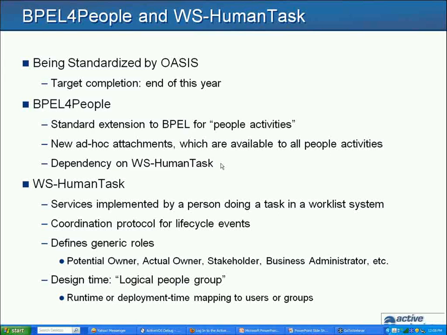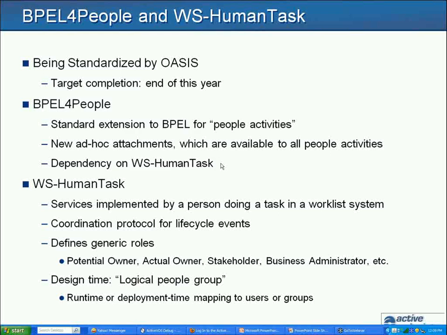Now, if you look at the two specs, you'll find that the vast majority of the work is actually in the standardization of the work lists, the WS-HumanTask standard, and a much smaller spec is used in BPEL for People. Some of the characteristics of BPEL for People is the ability to deal with what is called ad hoc attachments. In BPEL, you tend to have to be very specific about passing data around from activity to activity.